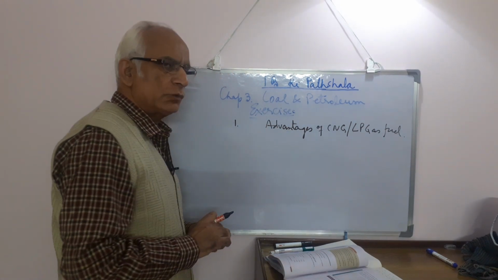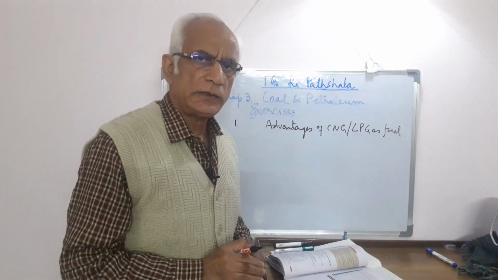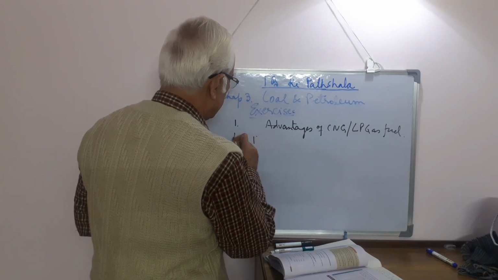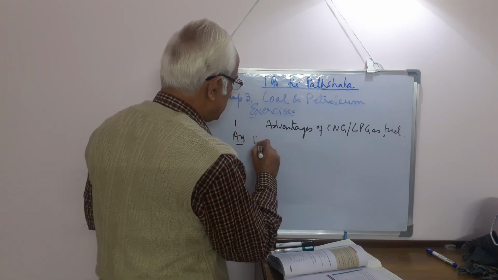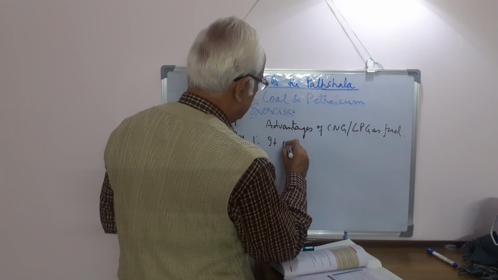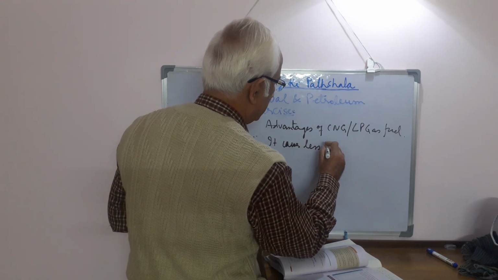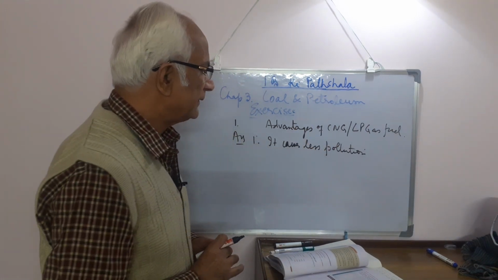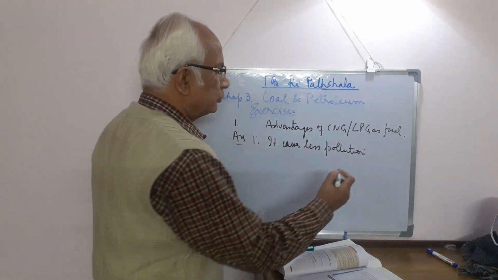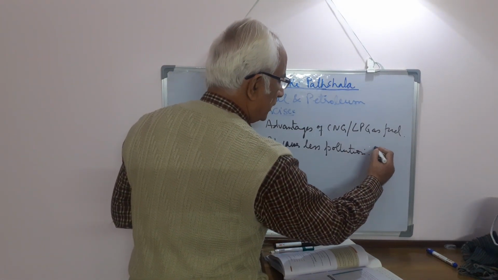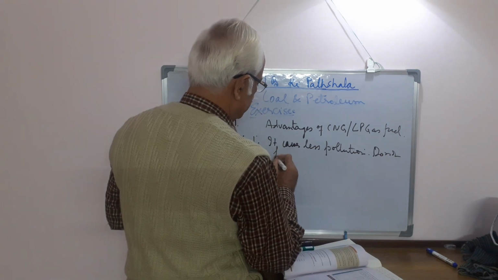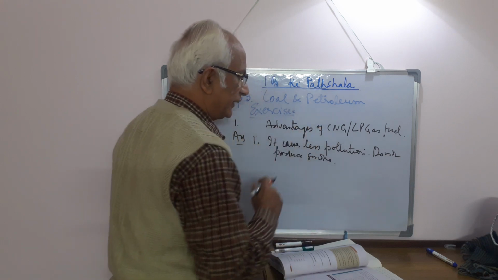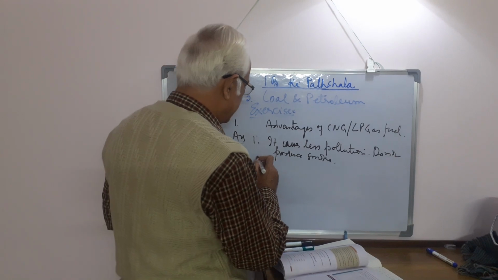So fuel is anything that we use to produce heat, whether in the kitchen or in a factory. So what is the first advantage? First advantage answer is, it causes less pollution. Both CNG and LPG cause less pollution because they do not produce smoke. So that's the first thing. They cause less pollution. What is the second thing?